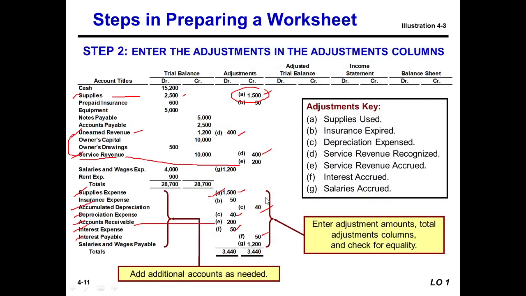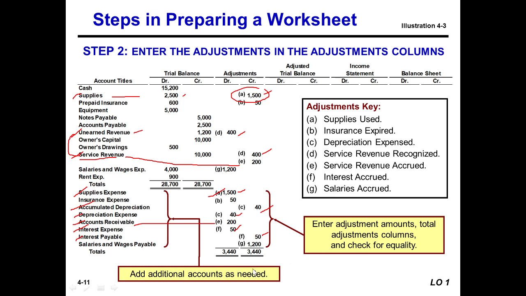Please look here. This is the salaries and wages expense. We have these titles, so we do not need to insert any titles here for salaries expense, but we need to insert salaries and wages payable. This is the 1200. Okay, so adjustments after addition we are getting 3440. Both columns will be the same.